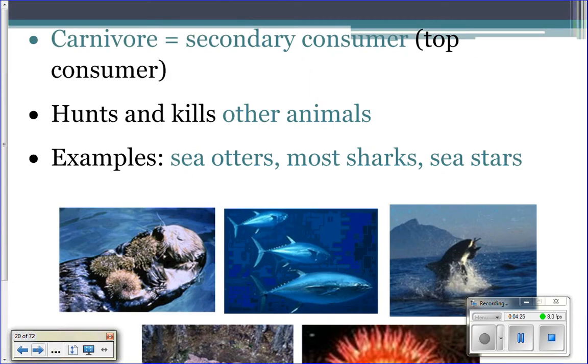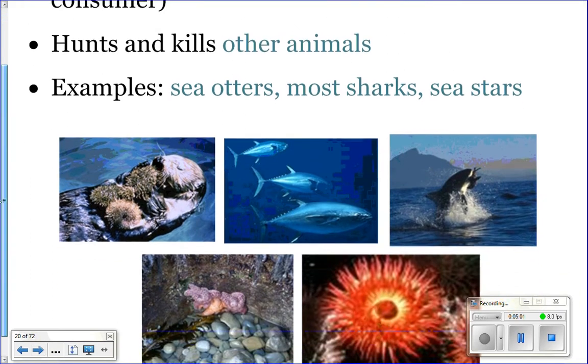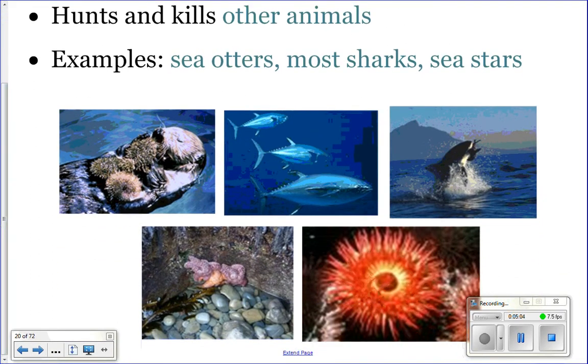Carnivores are going to be secondary consumers, or top consumers. They're the things that are eating the other animals. So they're the second consumer. You can have different levels as you go up the food chain, like tertiary and quaternary consumers. Tertiary would be the third step, and quaternary would be the fourth consumer. But they would all be carnivores. They hunt and kill other animals. Examples would be sea otters, most sharks, sea stars. Most sharks, not all sharks.